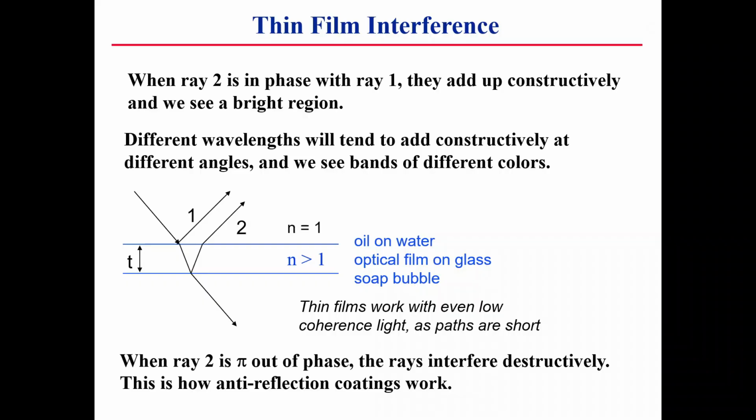But when we use different wavelengths, they're going to tend to add constructively at different angles. Red light is going to refract differently than blue light, and so we're going to see different bands of colors because each color bends differently. We saw that with prisms.